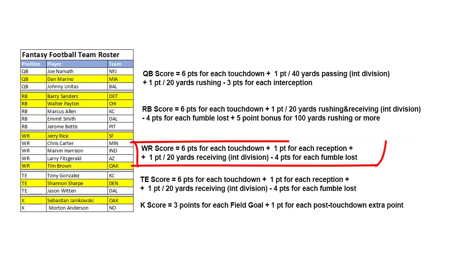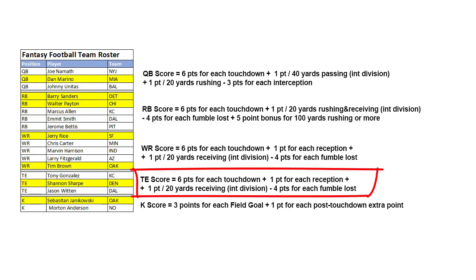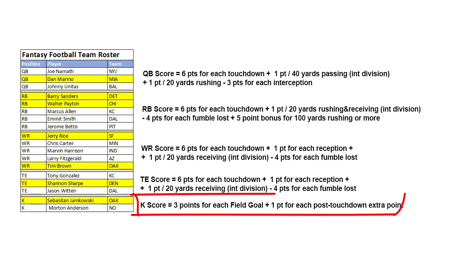A wide receiver receives 6 points for each touchdown, a point for each reception, and a point for every 20 yards receiving, but again minus 4 points for each fumble lost. The tight end scoring is the same as the wide receiver, and then a kicker scores 3 points for each field goal and a point for each extra point.